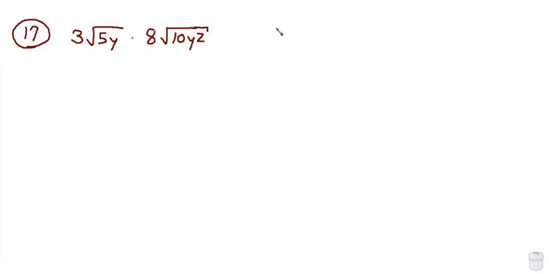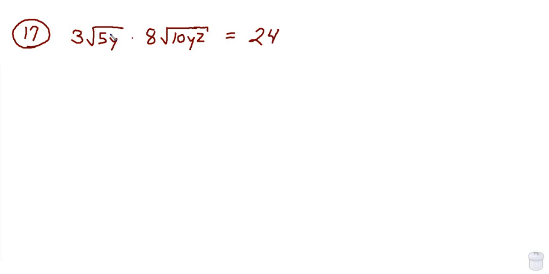Here's our first example. Let's say we need to simplify these radicals. We've got multiplication, that's the operation we are performing here. This says 3 times the square root of 5y times 8 times the square root of 10yz. Well, I can multiply the 3 and the 8. That's 24.